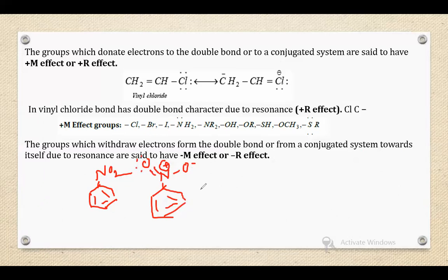This is NO2. So what happens in this case? If this pair of electrons is dragged, I'll change the color and write. So this pair shifts here, this pair shifts here, and this double bond shifts here. With this shifting of electrons, we get a structure like this.